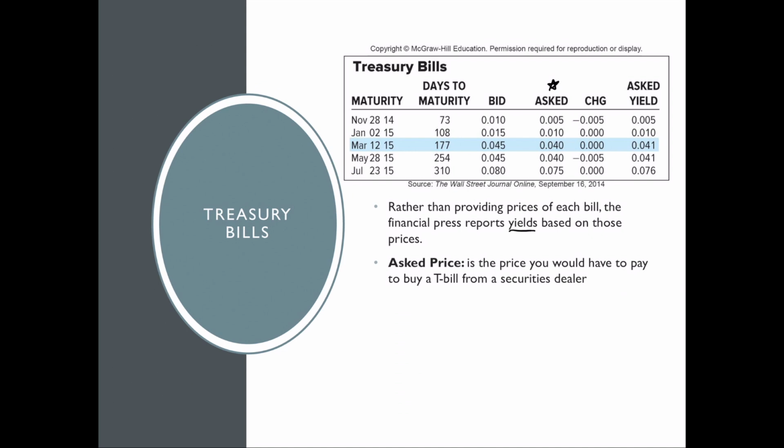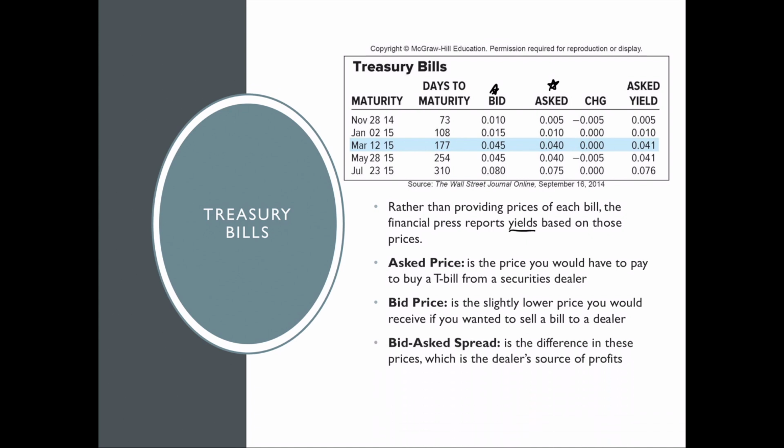The asked price is the price you would have to pay to buy a T-bill from a securities dealer. And then the bid price is the slightly lower price you would receive if you wanted to sell a bill to a dealer. Now the bid-ask spread is the difference in these prices, which is the dealer's source of profit. So they buy it for the bid price, they sell it for the ask price, and that difference is how they make their money.